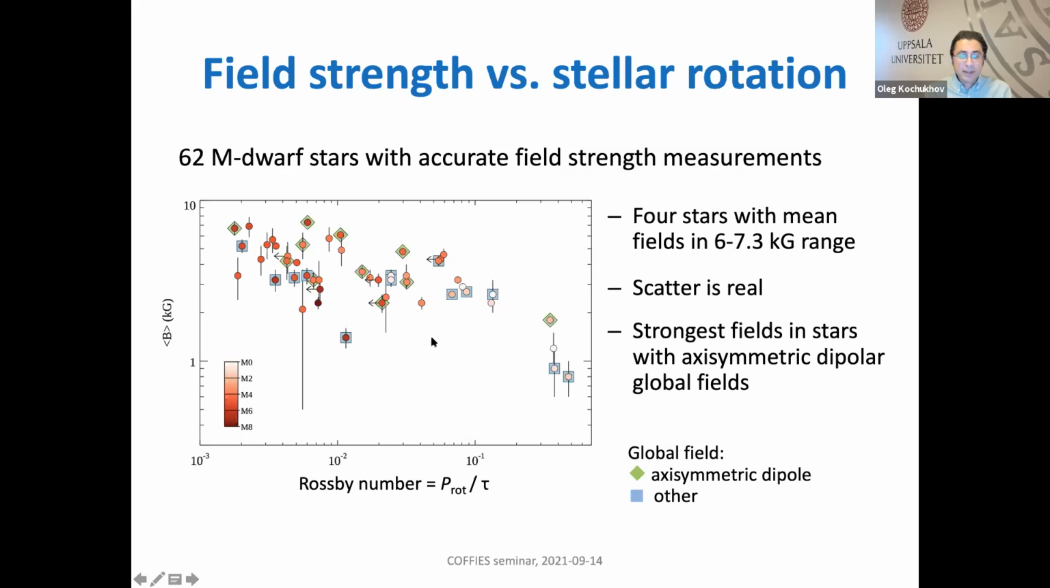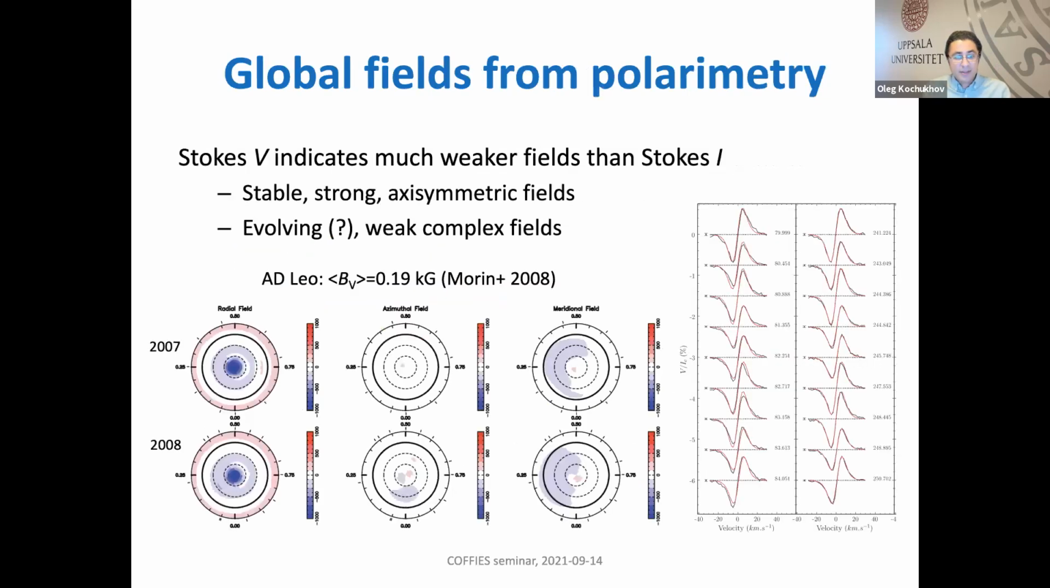the average magnetic fields. And what is even more interesting to note is that there seems to be, let's say, a correlation between the strongest total fields and the topology of the large-scale magnetic fields, about which we will talk later, the results of polarization analysis. So the stars with the strongest fields, basically stars located here, are all having axisymmetric dipolar global field geometries. Maybe that tells us something about the underlying dynamo mechanism.